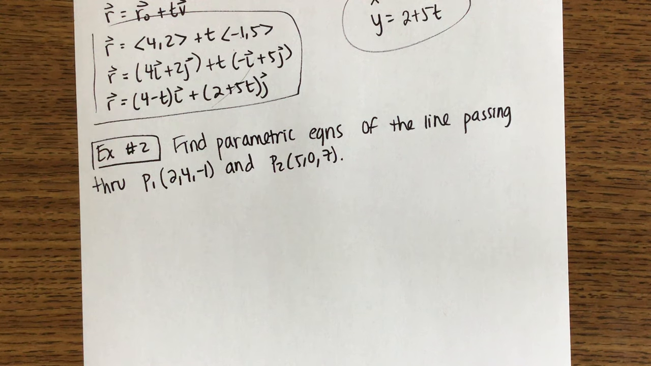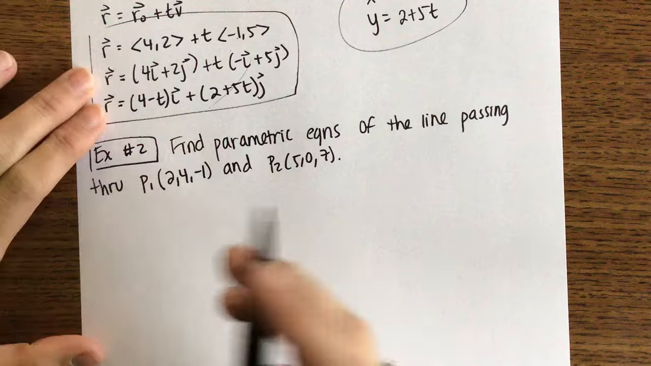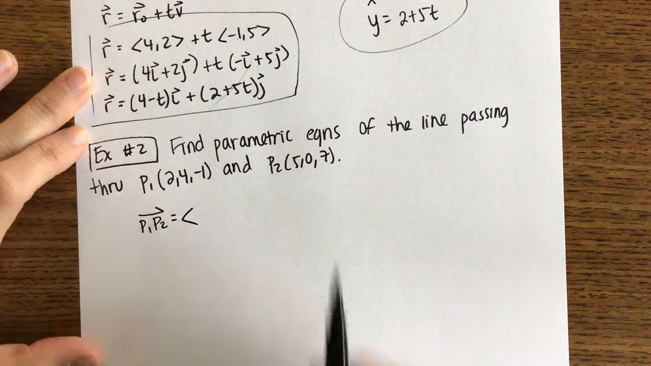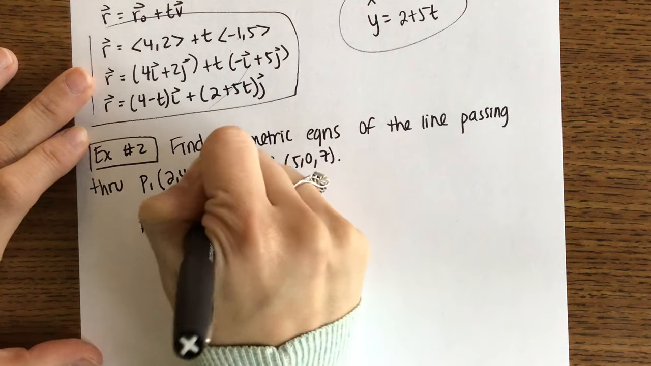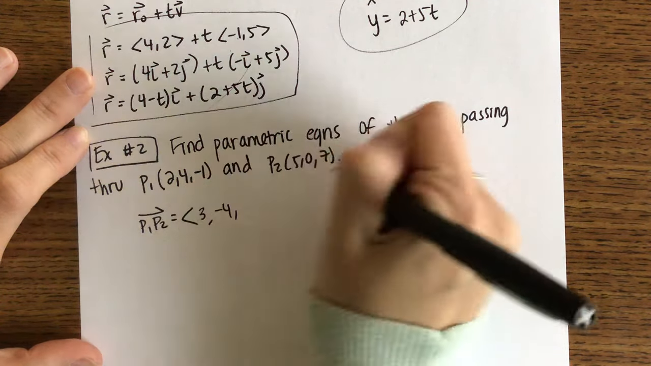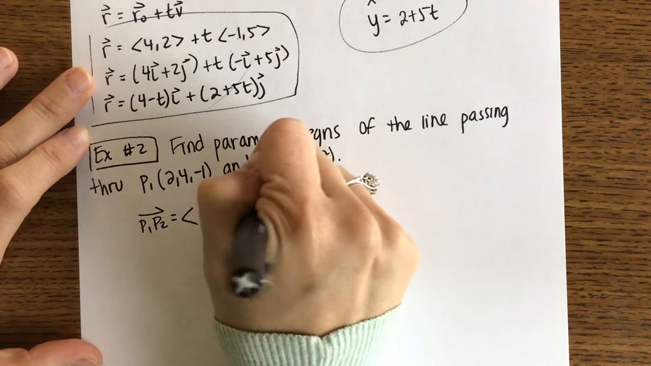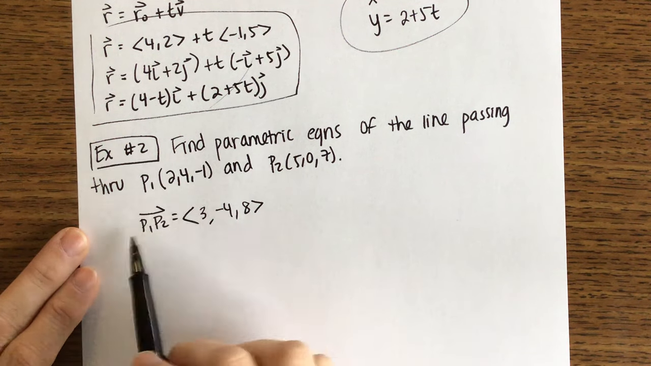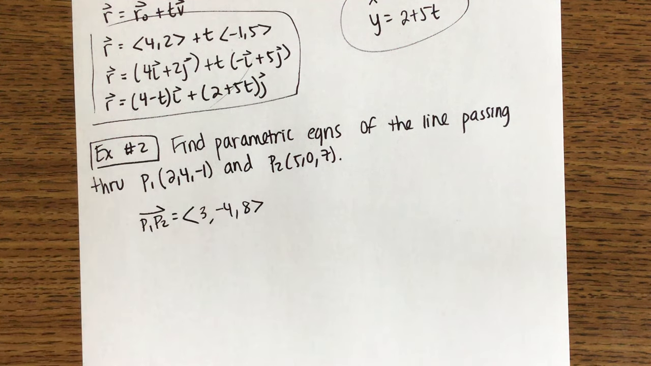Don't we have to find the vector from P1 to P2? Yeah, exactly. We're going to find the vector connecting these two points. So 5 minus 2 is going to give us 3. 0 subtract 4 is negative 4. 7 subtract negative 1 is 8. Now, one thing to note, this is one parallel vector. So any scalar multiple is going to work. So if you want to divide by a constant or multiply by a constant, it's still going to work.